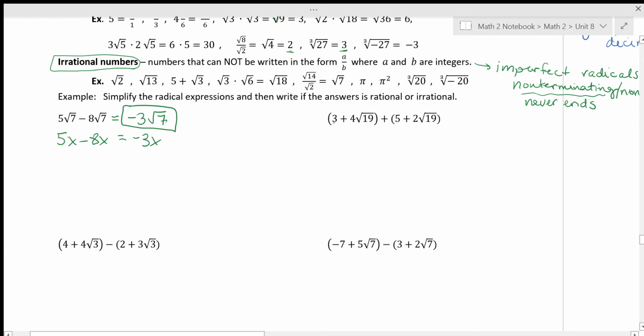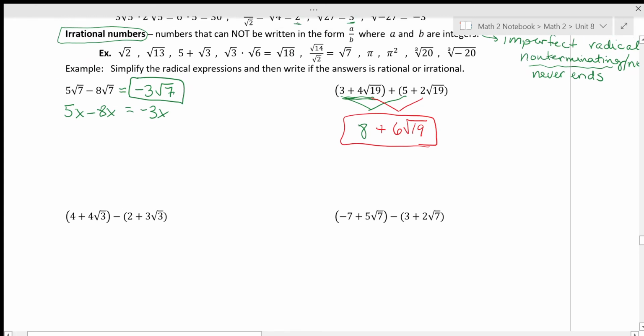Same kind of idea here, we can't combine the 3 and the 4 root 19 because the 3 doesn't have a root 19. But we can add the 3 plus the 5 and we get 8, and then we can add the 4 root 19 and the 2 root 19, and we get 6 root 19. And we can't simplify the square root of 19 any further, so our answer is 8 plus 6 root 19. So then on both of these, because in both of our answers we still have those imperfect radicals, root 19 and root 7, both of these answers are irrational. As long as we still have an imperfect radical, it's going to be irrational.